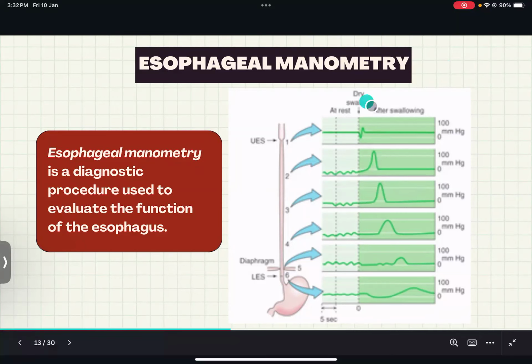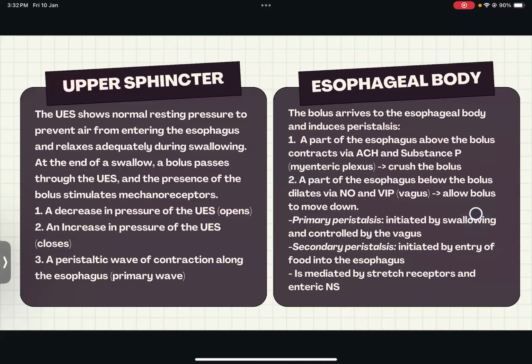So this is the diagram. I'll be going over all the steps in more detail, but this is the diagram for you to be oriented. We start from the upper esophageal sphincter, then down to the esophageal body, then to the lower esophageal sphincter, and all the way down to the stomach. So the upper esophageal sphincter, as we said, is the voluntarily controlled one. Okay.